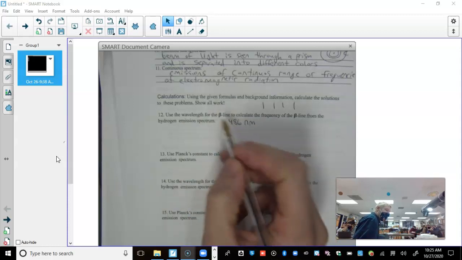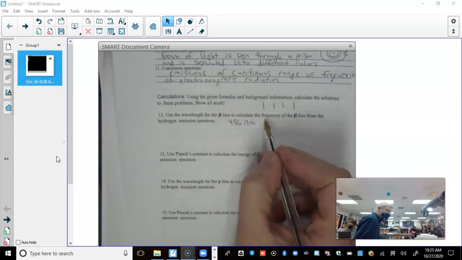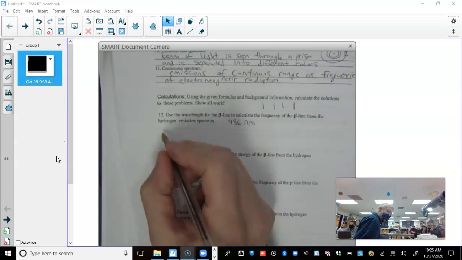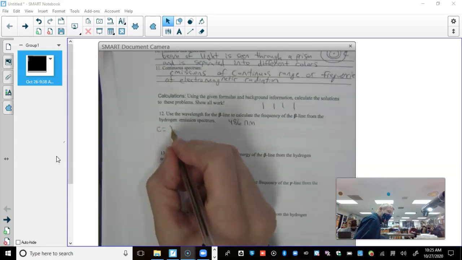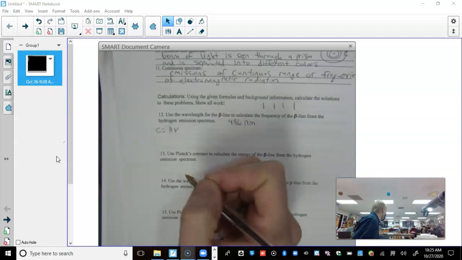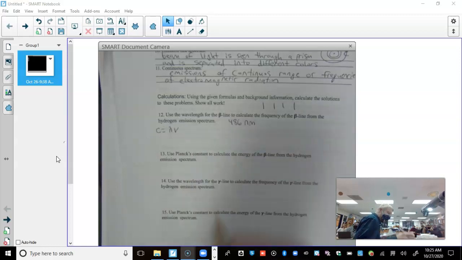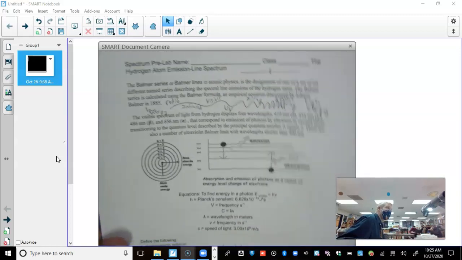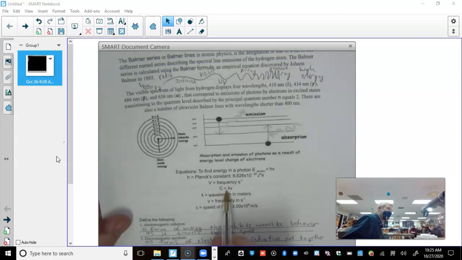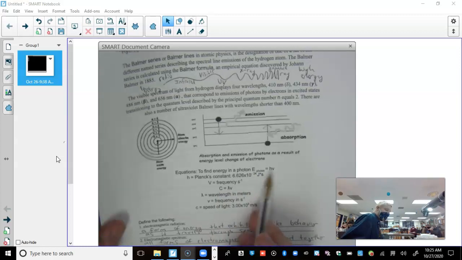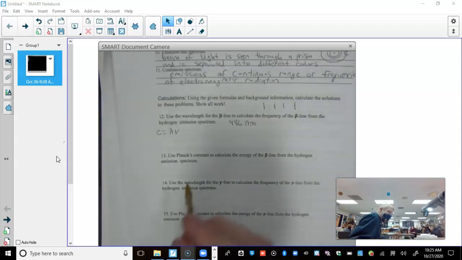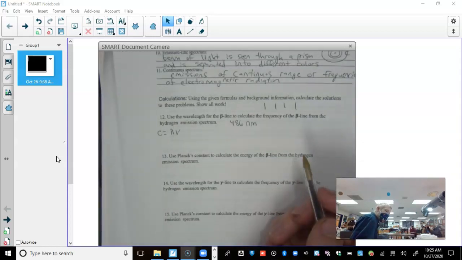Number 12, we're going to be using the equation that finds frequency, which is the speed of light equals wavelength times frequency. And where am I getting that equation? I'm getting it right from the first page. Speed of light equals wavelength times frequency versus the energy of the photon equals Planck's constant times v. So ultimately we'll have to do both of those equations, across number 12 and 13.